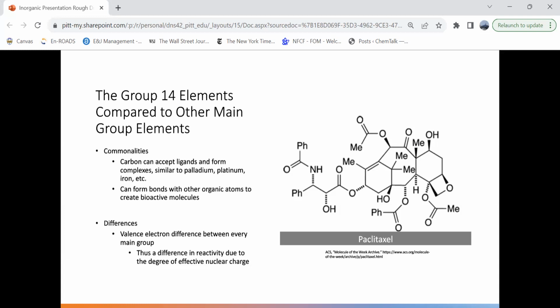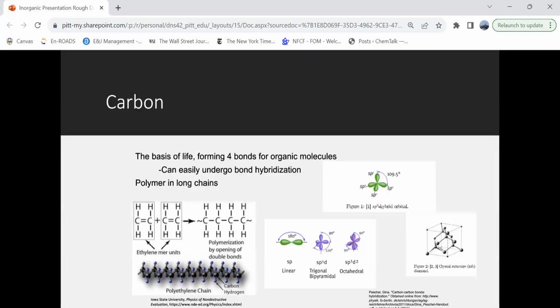Some differences are the valence electron count between every main group. And this difference in valence electrons will lead to a difference in effective nuclear charge. So halogens have a higher effective nuclear charge. They will be a little bit more stable in comparison to the alkali metals, which will be a little bit more reactive due to their less effective nuclear charge. And then group 14 will have a nice medium relative to halogens and alkali metals.